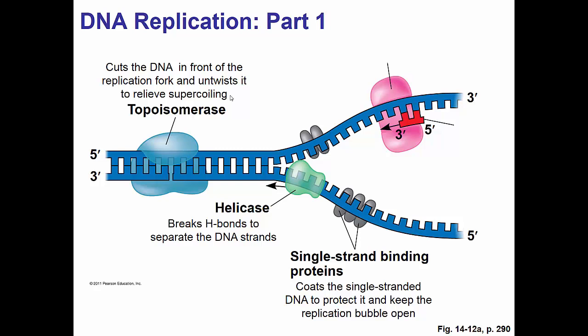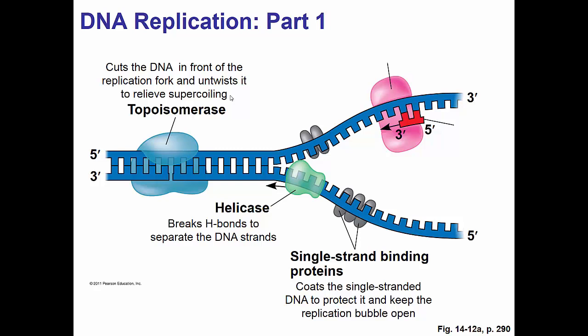Now essentially we've opened that replication fork, we've got it open, we've relieved some of the pressure by relieving the supercoiling, but we haven't actually made any DNA yet. Well, unfortunately, we still can't make any DNA, and that's because the enzymes that actually synthesize DNA can't work from scratch. They have to have something to build off of.